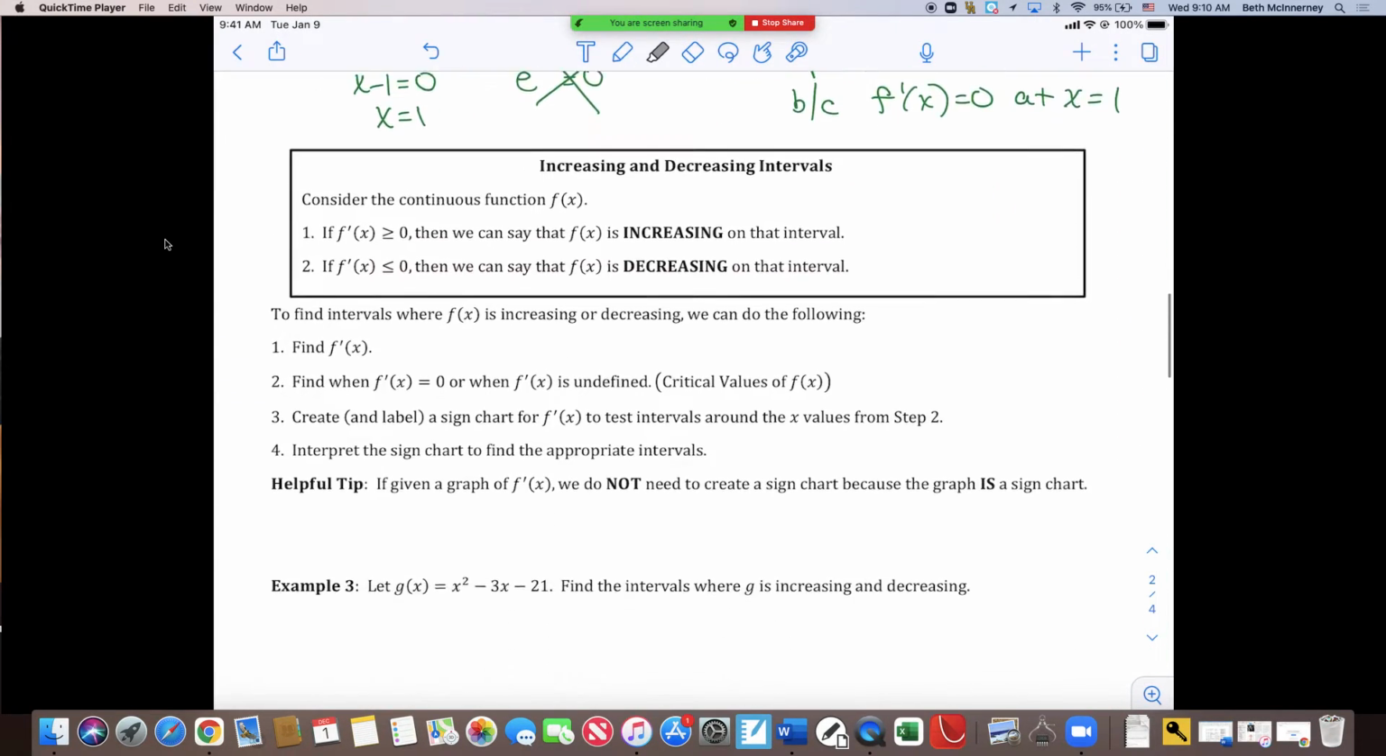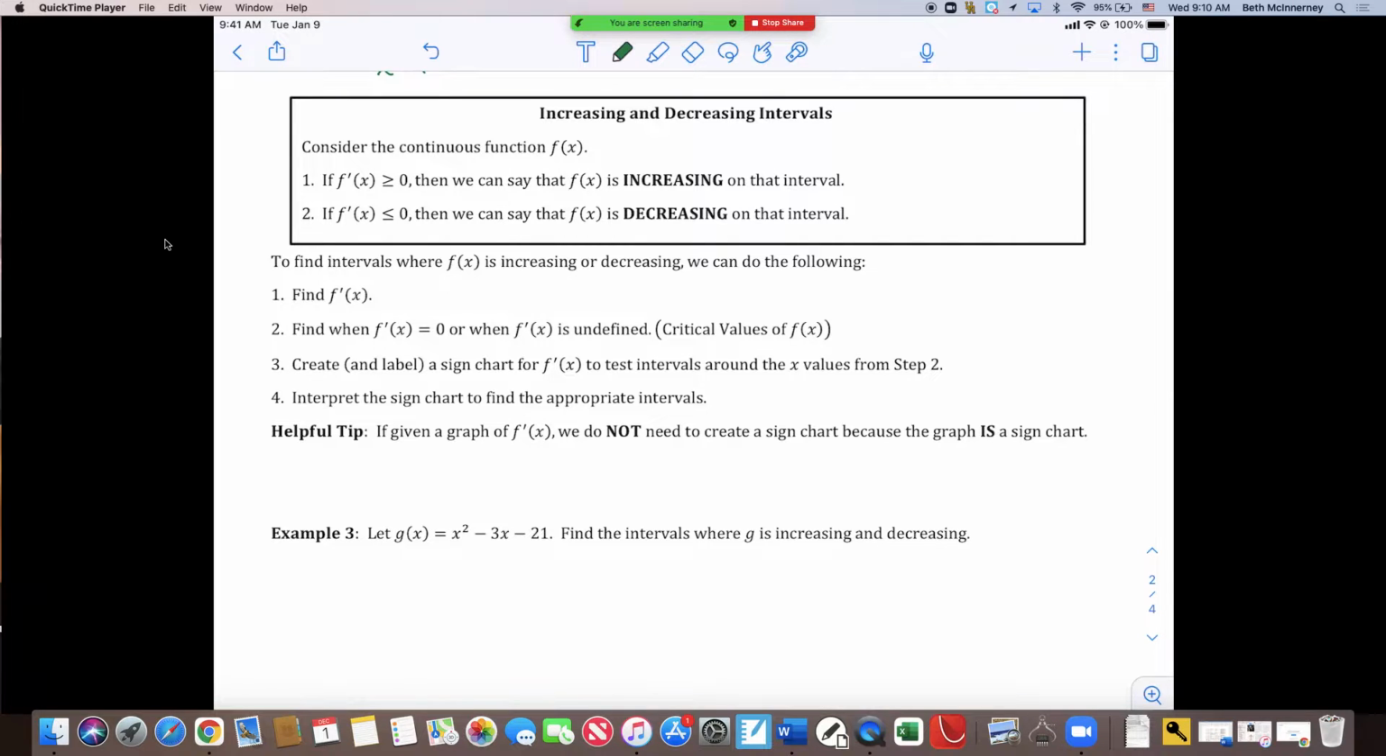So to find intervals where f of x is increasing or decreasing, you go through these steps. Find the derivative. Find where the derivative is 0 or undefined, or in other words, find the critical points. Then you're going to create and label a sign chart for f prime of x to test intervals around the x values from step 2. And then you're going to interpret the sign chart to find the appropriate intervals. Here's a helpful tip. If you're given a graph of f prime of x, you don't need a sign chart because the graph of the derivative is the sign chart.